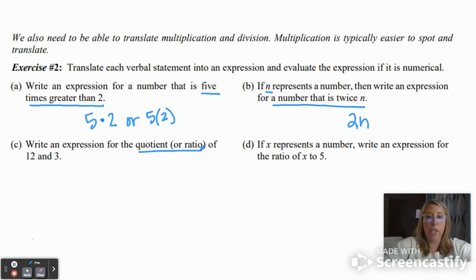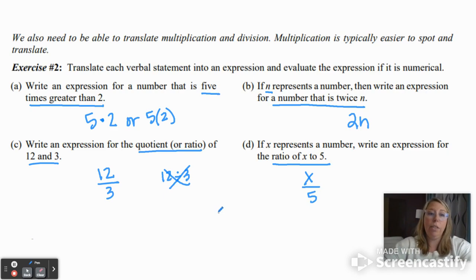Quotient or ratio, we talked about that. That means to divide, of 12 and 3. So that is 12 over 3. Remember, do not use the division symbol like you're used to from elementary school. Use a fraction for division. And then finally, in this section, we've got the ratio of x to 5. Ratio is the same thing as quotient, so that is x over 5.